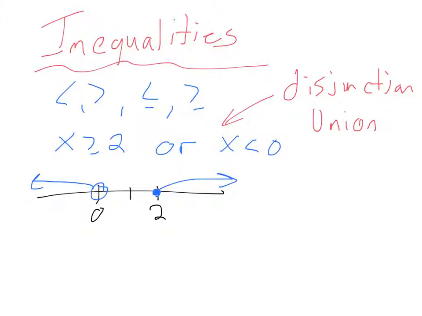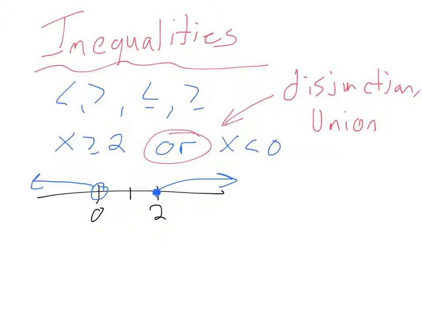So anytime we use the word or, we're going to call that a disjunction or a union, right, with the word or here. Now, another type of compound inequality that we have seen. So if I use the word and instead of the word or, on this one right here, what would I get for a solution set?